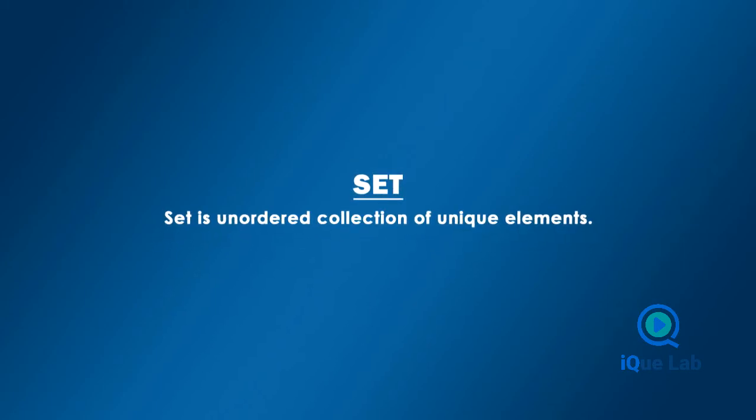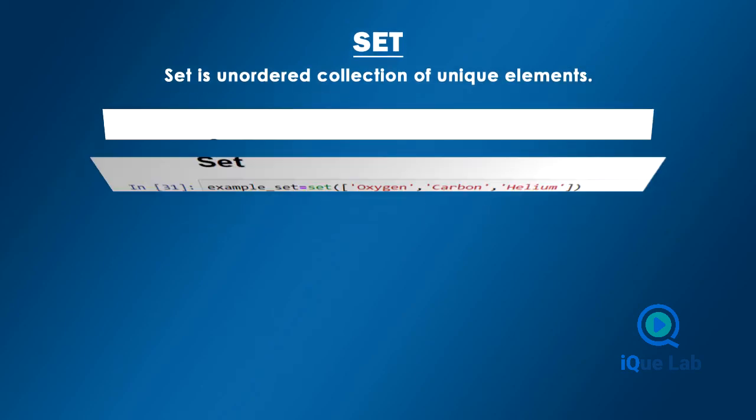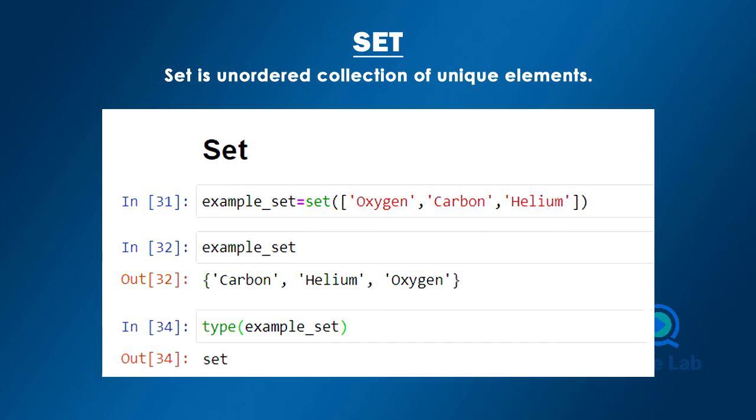Now let's move on to our last data structure. A set is an unordered collection of items. Every set element is unique, which means that no duplicate can be made, and must be immutable. Sets can also be used to perform mathematical set operations like union, intersection, symmetric difference, etc. In this example, a set is created by placing all the items inside curly braces, separated by commas, and by using the built-in set function. The type is shown as set.